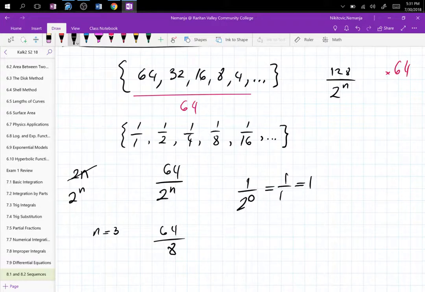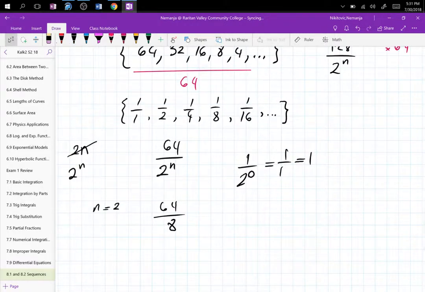So 64, this would be for 2. n equals 2. So if you apply n equals 2, it's okay, good, it works. All right, so 64 over 2 to the n.